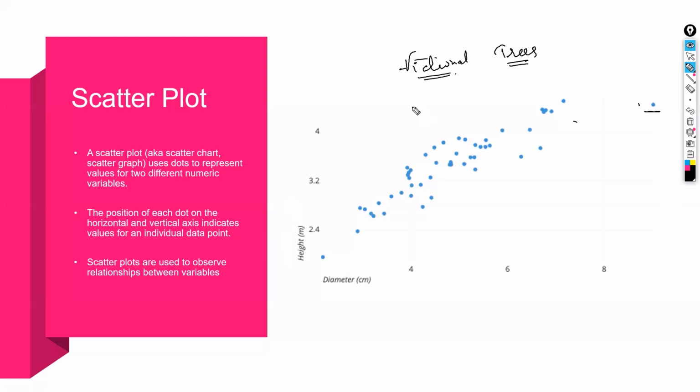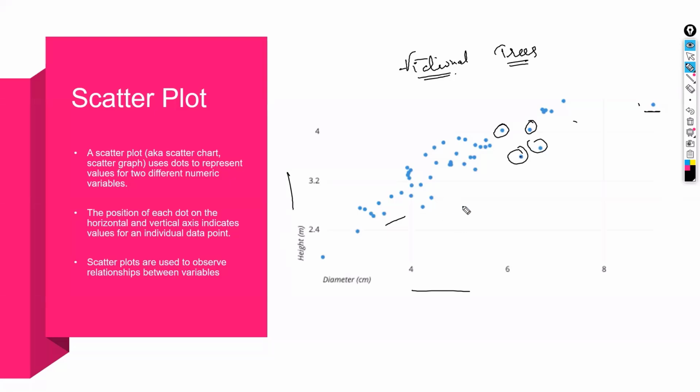Okay, so here each dot represents a single tree, right? Every dot is representing a single tree, and each point's horizontal position indicates the tree's diameter, and the vertical represents the tree's height. Now, from this plot, we can see a generally tight positive correlation between a tree's diameter and height. So, what do you understand by this?